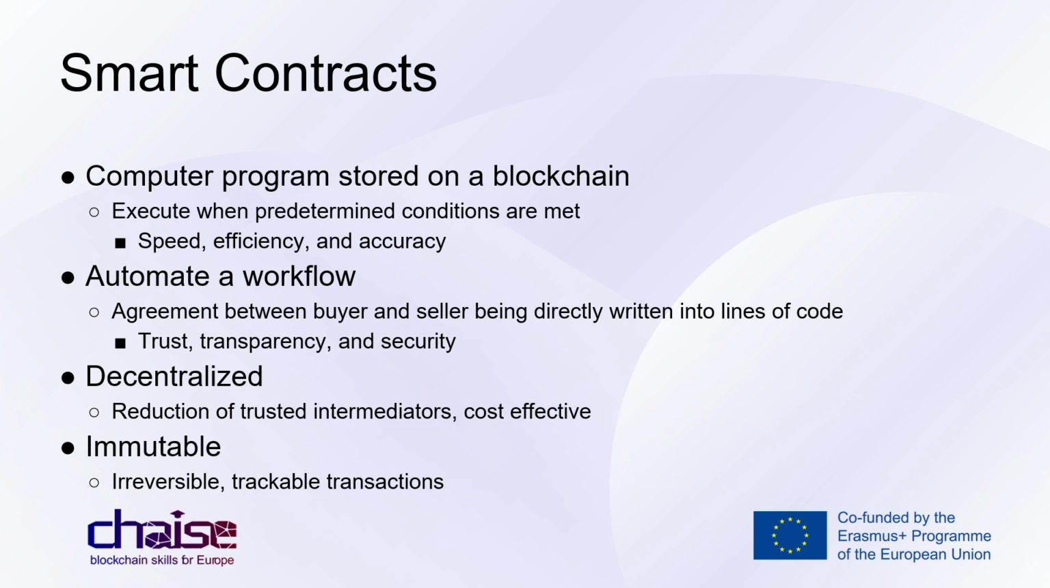It can bring transparency and security in the transaction. Smart contracts are decentralized because they are deployed on blockchain networks. And as we previously discussed, blockchain networks are decentralized and distributed. Also, we discussed that blockchains are immutable, or they support immutability. So, it means the smart contracts which are deployed on blockchain are immutable and create irreversible, trackable transactions.